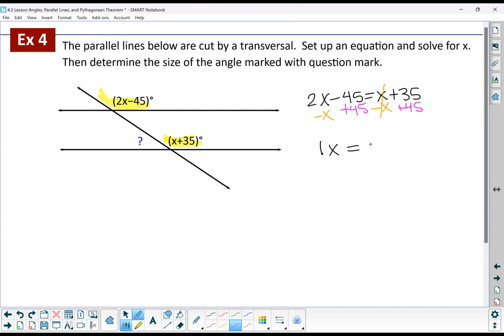So that adds up to 35 plus 45 is 80. So that means x is equal to 80. Well, if x is equal to 80, then this angle itself is 115 degrees because 80 plus 35 is 115. That's going to allow us to calculate this guy because if we do 180 minus 115, that will give us its measure, which is 65 degrees.